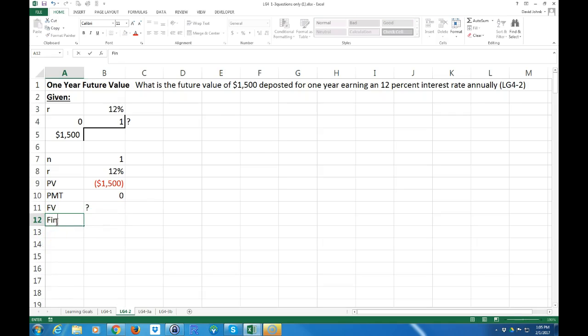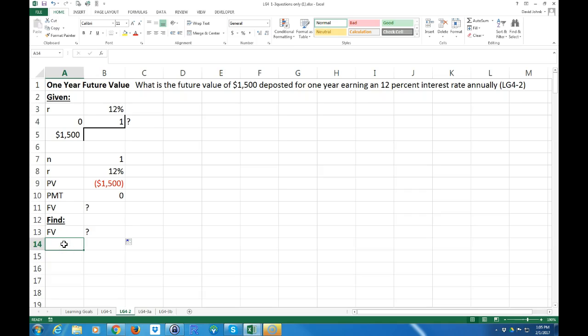So I'm going to go ahead and say, what do I want to find? I want to find the future value. So I'm just going to go equals this. I'm going to go here, I'm going to go equals this, and I'm going to copy it over.